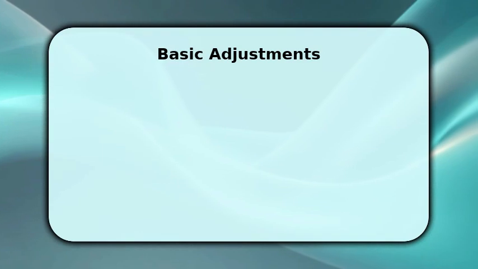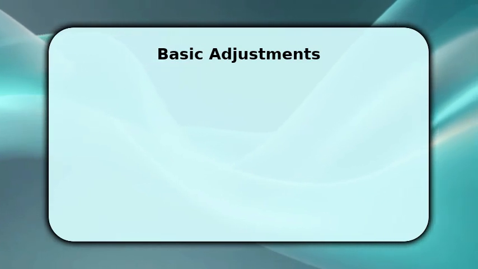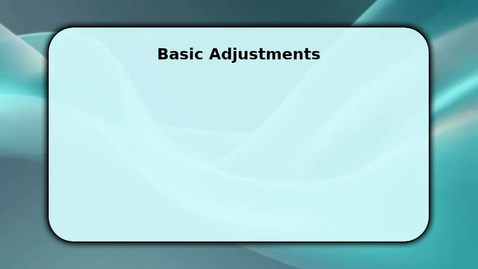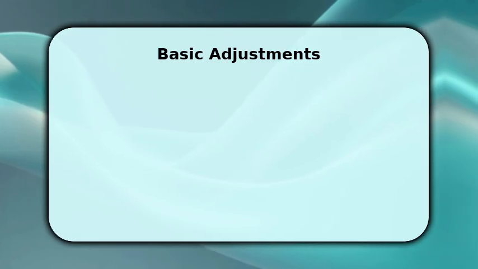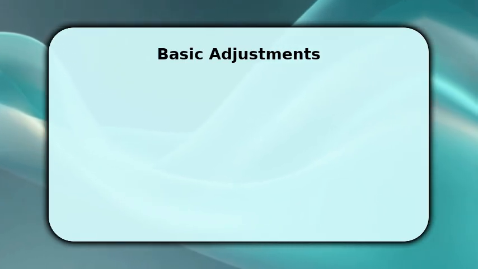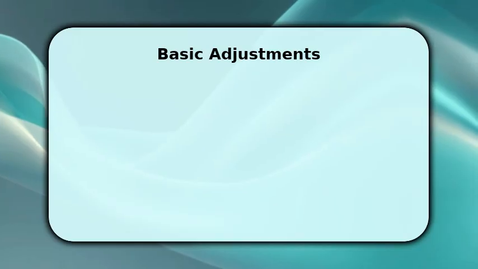Start with exposure and shadows to balance overall brightness and depth. Increase exposure by +0.3 to brighten shadows without clipping highlights. Reduce highlights by about 25% to recover blown areas and keep skin tones natural.